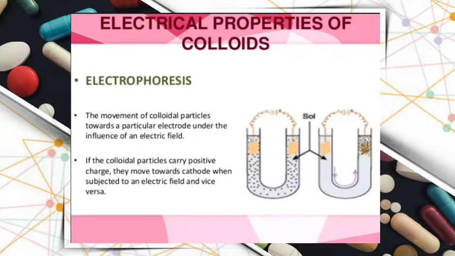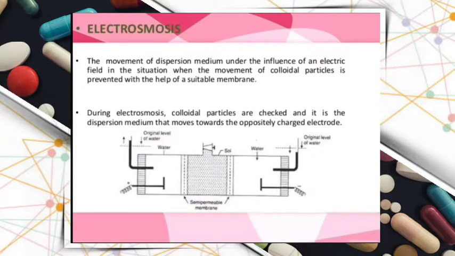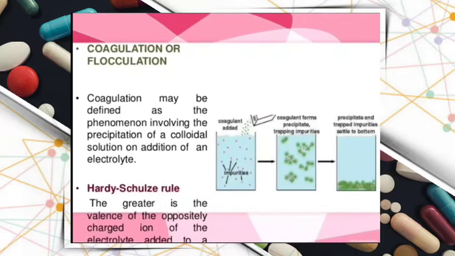Then the electrical properties of colloids. Electrophoresis: the movement of colloidal particles towards particular electrodes under the influence of an electric field. If the colloidal particles carry positive charge, they move towards the cathode when subjected to an electric field, and vice versa. Electro-osmosis: the movement of the dispersion medium under the influence of an electric field when the movement of colloidal particles is prevented with the help of a suitable membrane. During electro-osmosis, the colloidal particles are checked and it is the dispersion medium that moves towards the oppositely charged electrode.